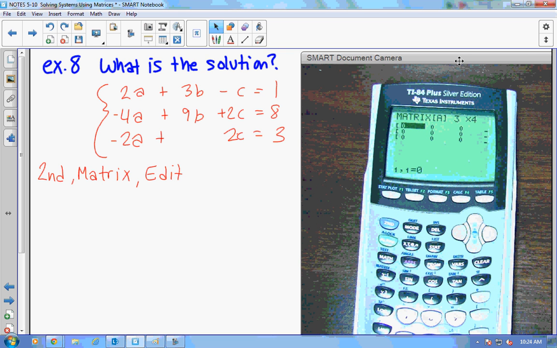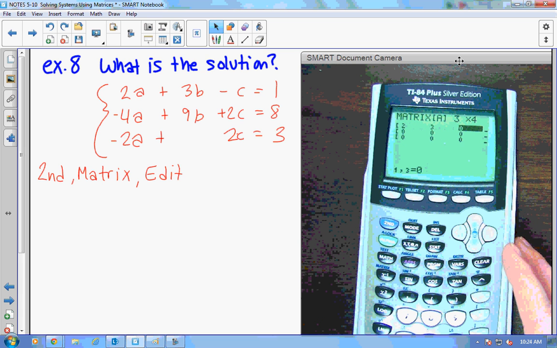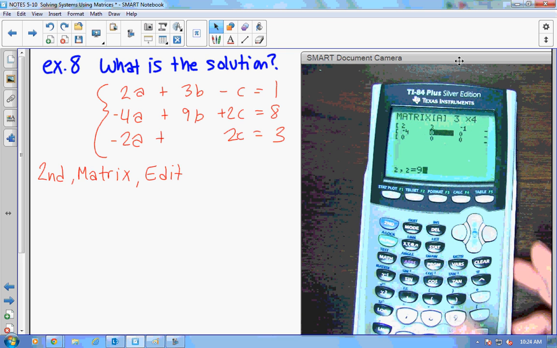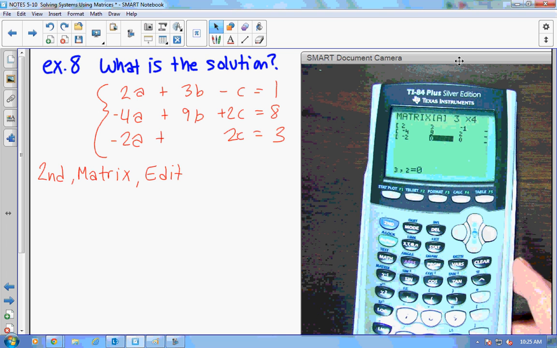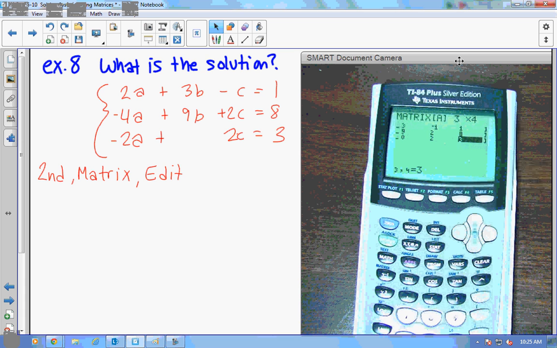So type in your first row, which is 2, enter, 3, enter, negative 1, enter, 1, enter. The second one is negative 4, enter, 9, enter, 2. Just hit enter and we'll go on to the next spot. Negative 2, enter. Remember, there's not a B, so we leave a 0. 2, enter, 3, enter. So it was row by column when you set it up.